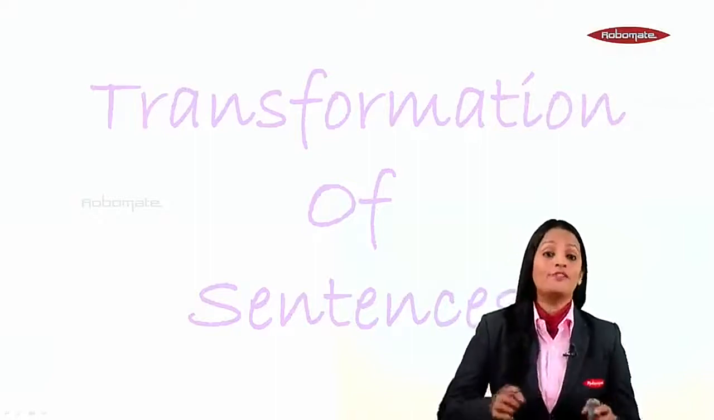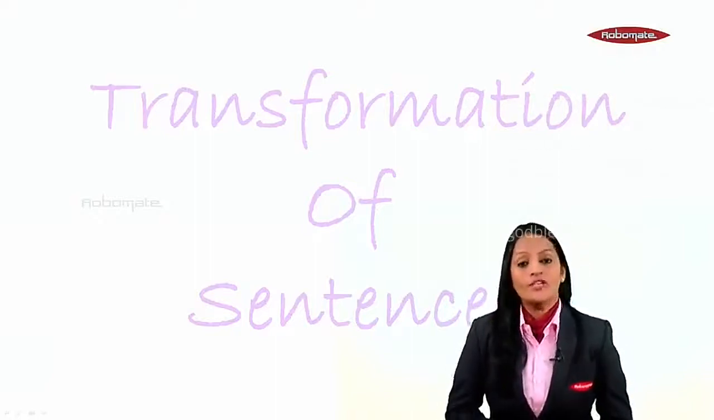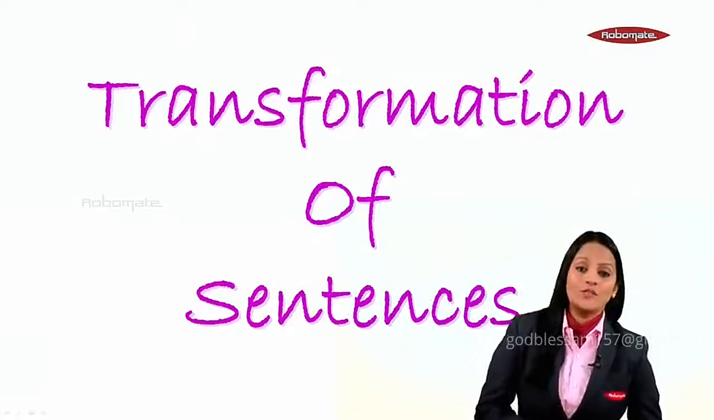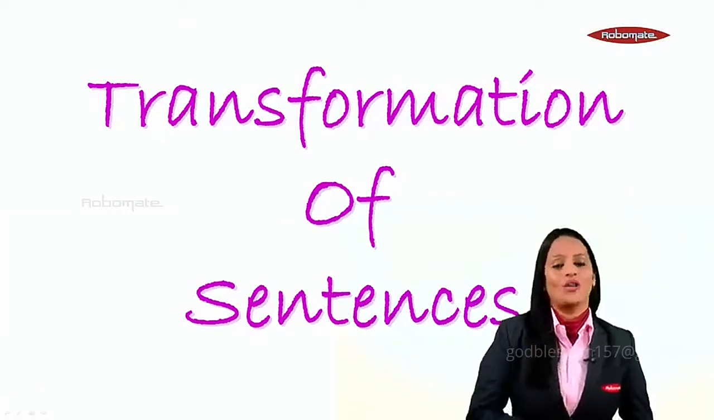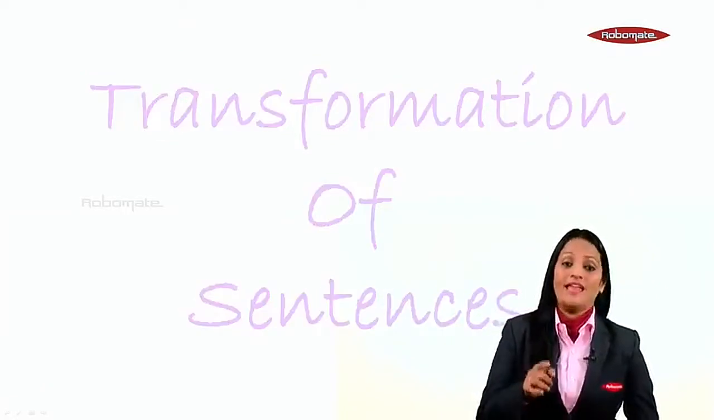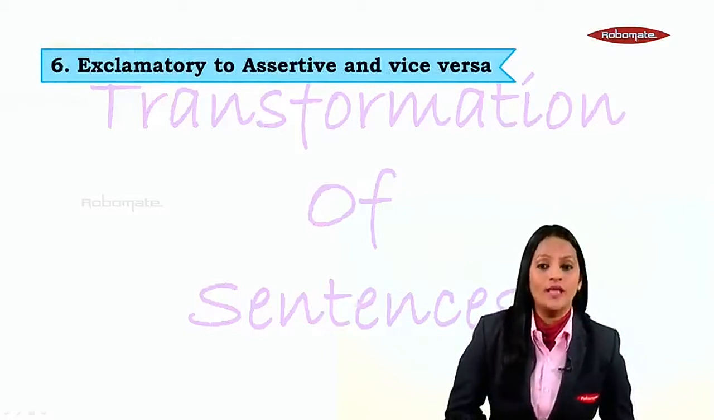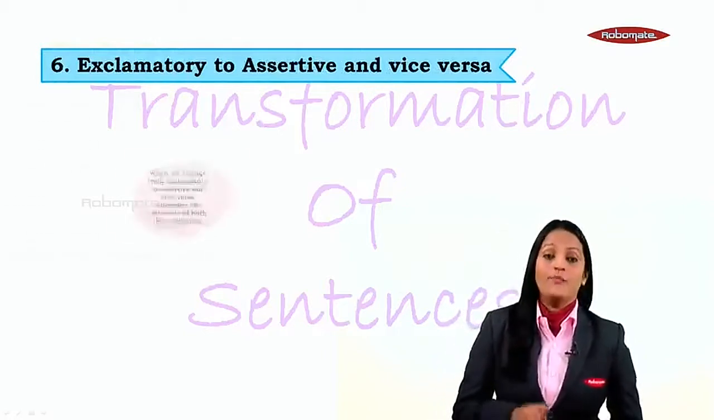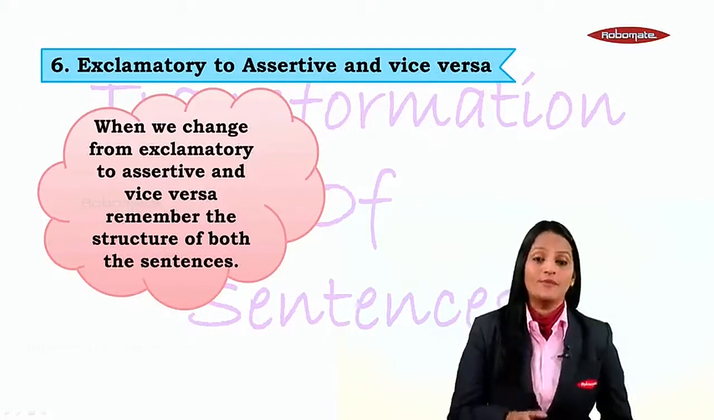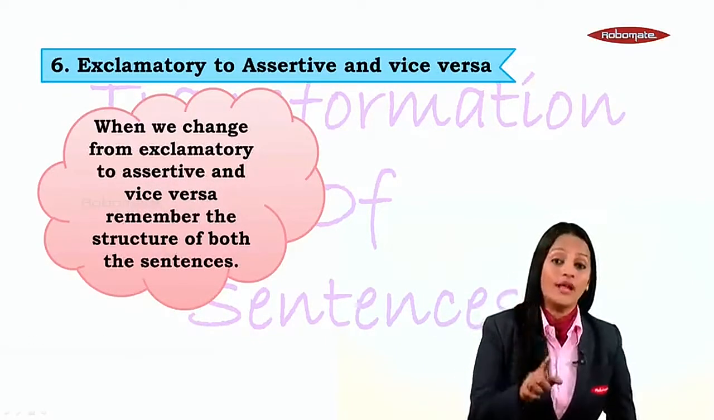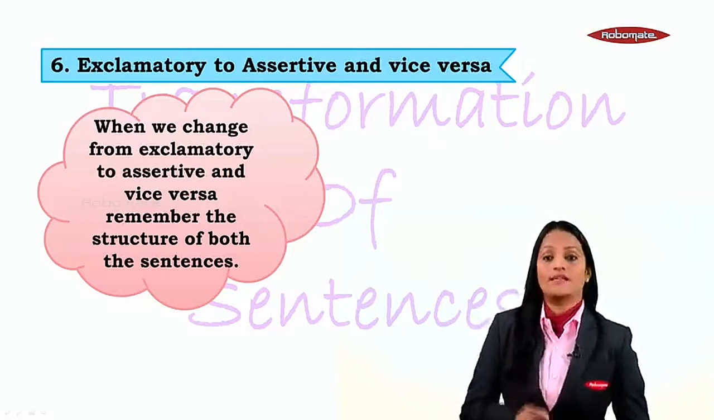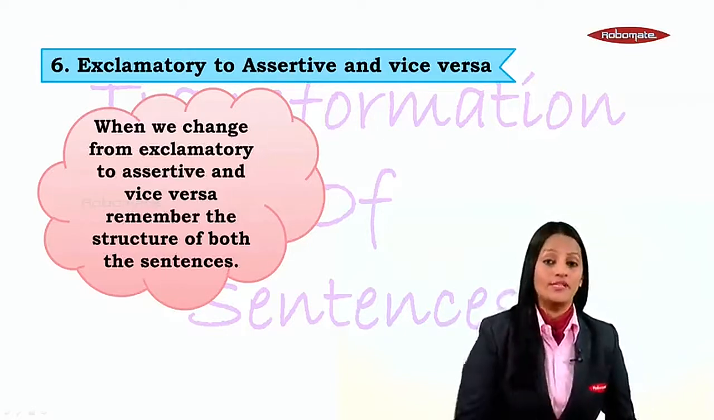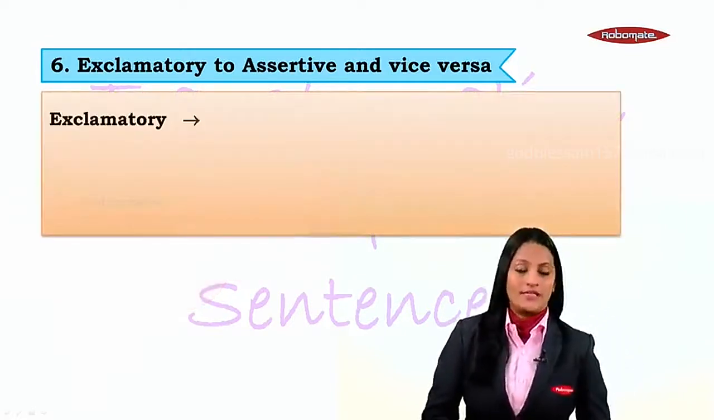Having seen all the different types of sentences, we shall go on with the transformation of sentences based on the types of sentences. And in that, the first one would be exclamatory to assertive and vice versa. Now, before we go on to the actual examples or the method, we will take a look at both the structures, that is the structure of an exclamatory sentence and an assertive sentence.